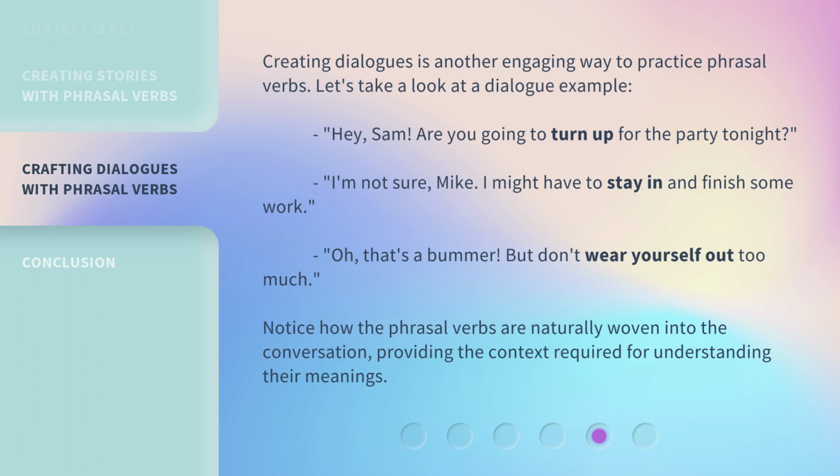Notice how the phrasal verbs are naturally woven into the conversation, providing the context required for understanding their meanings.